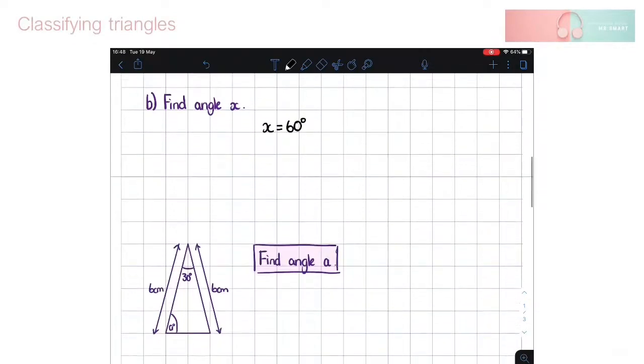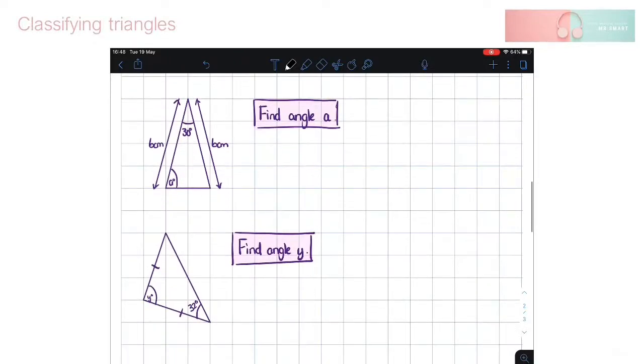Okay, let's have a look at this question. So, two questions here. Find angle A in this triangle and find angle Y in the other one. In this triangle we have two sides that are 6 centimetres, and that means we can label these two sides with that notation, meaning that this must be an isosceles triangle. So if we have an isosceles triangle, that means that the two angles that are equal are going to be A and this one. So this will also have the same value.